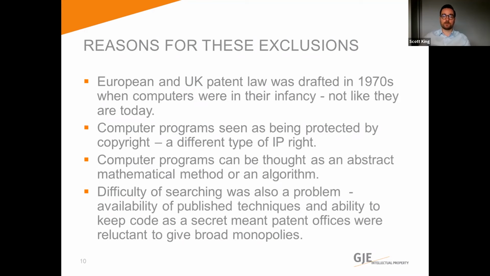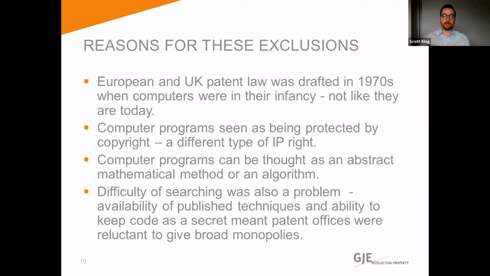Well, firstly, patent law isn't new. The European and UK patent law that we've just seen was drafted in the 1970s, where computers were in their infancy and were not like they are today. Another reason for this exclusion is that computer programs were thought to have been protected by copyright, a different form of IP right. Copyright exists for written words, and computer programs in their raw form are written down. Another reason people give is that computer programs are algorithms, which is a type of mathematical method, so shouldn't be protectable by patents.